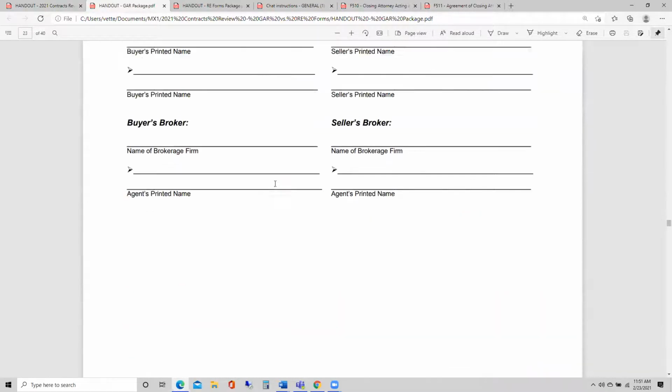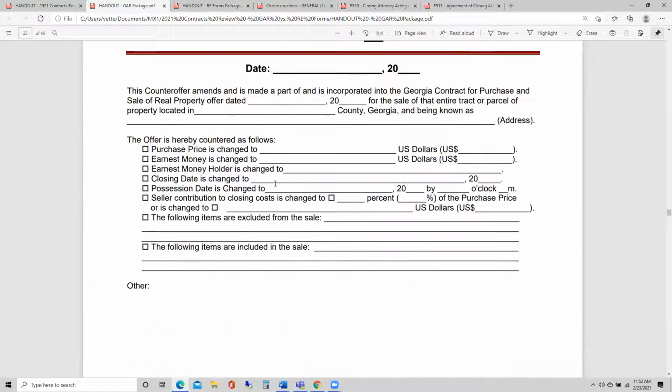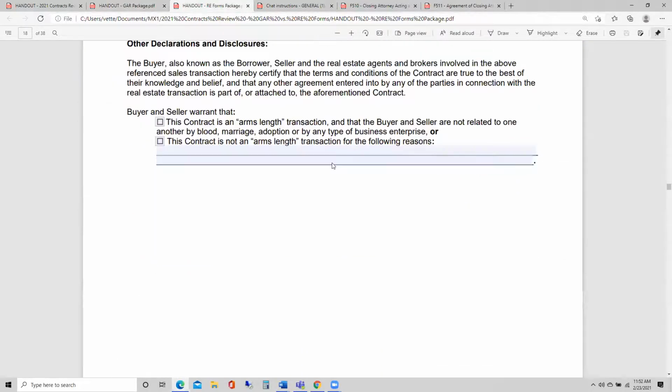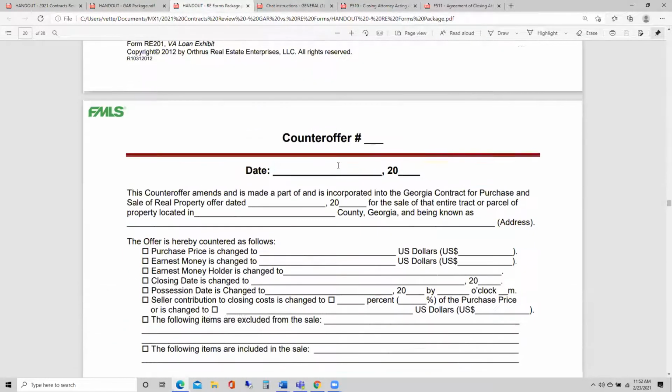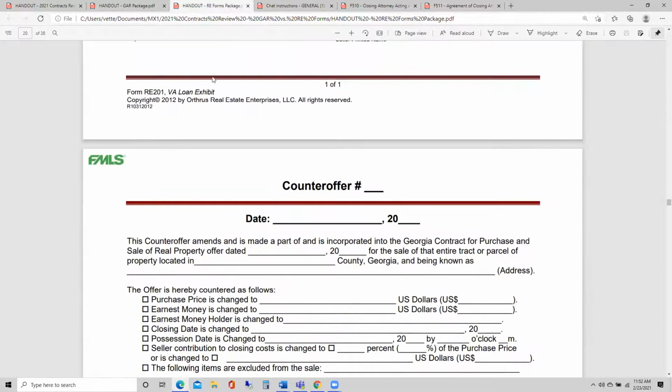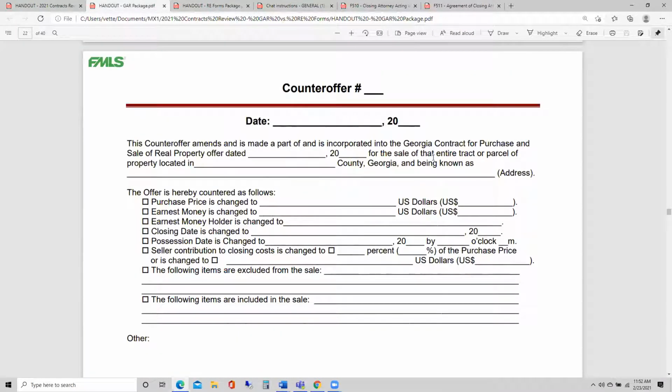Well, darn it. I have the wrong one. This is the RE form. Let's see if I mixed them up. Well, shoot. All right, I have to redo this package.